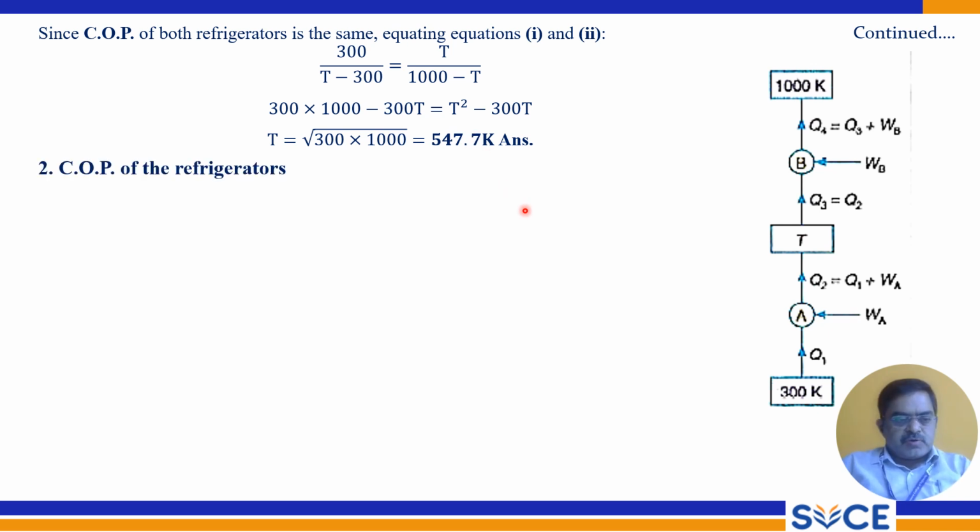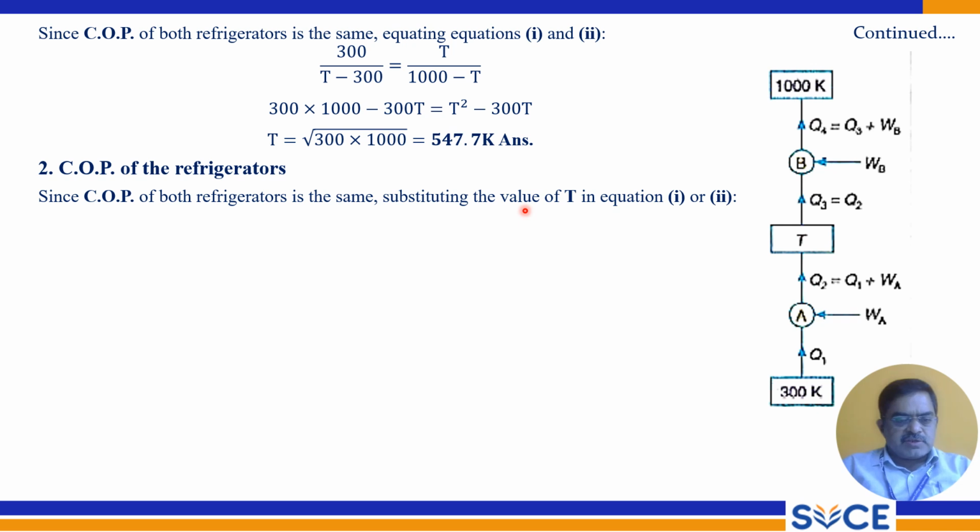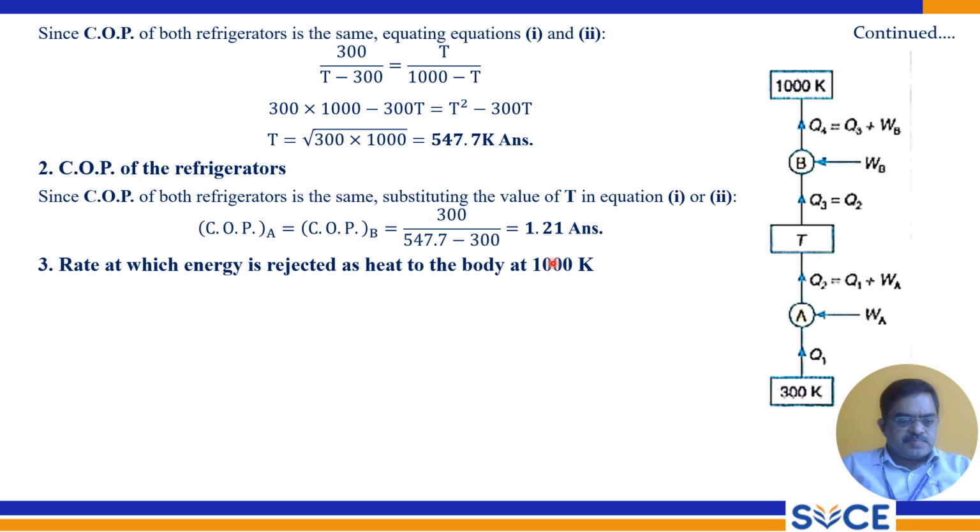And then the COP of the refrigerators. Now we know T, which is equal to T2, and we have to calculate COP. It is easy now. We can substitute in the first equation or second equation. So COP of A equal to COP of B equal to 300 divided by 547.7 minus 300, equal to 1.21. So this is the COP of refrigerator A as well as refrigerator B. So 1.21 is the answer for the second part.